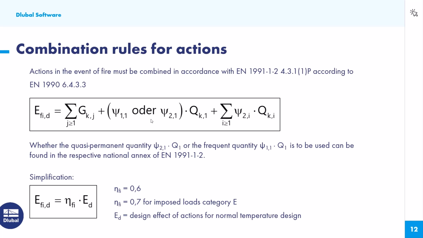There's a small error here. Sorry, it should be "or" and not the German word "oder". I'm sorry for that. I forgot to replace it. So it's without any partial safety factors. You see it here, not for the dead load and also not for the variable loads. And there's only the question if you have to use ψ1 or ψ2 for the leading variable action, but this information you should get from the respective national annex of your country.